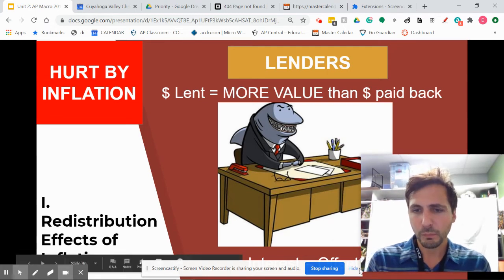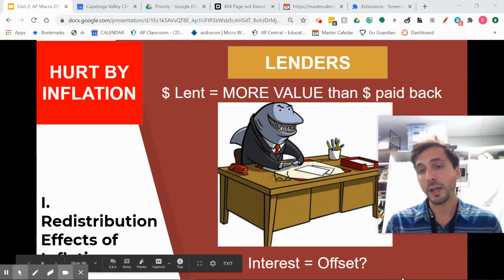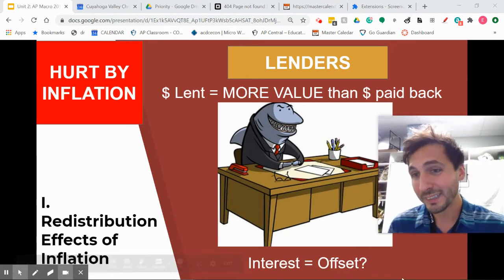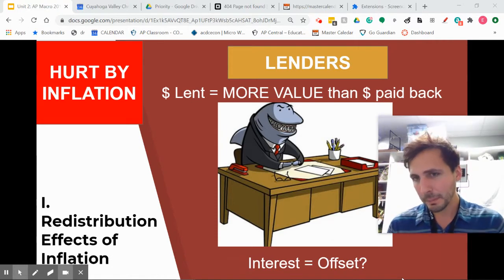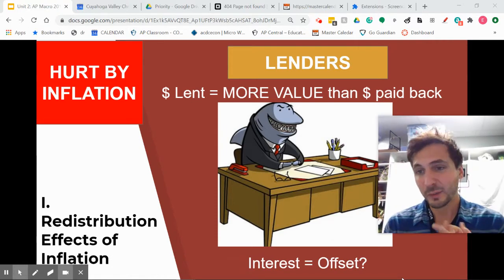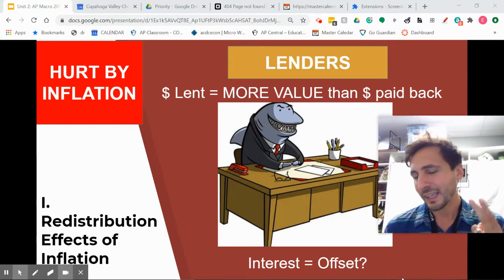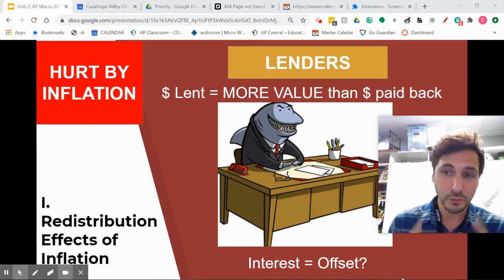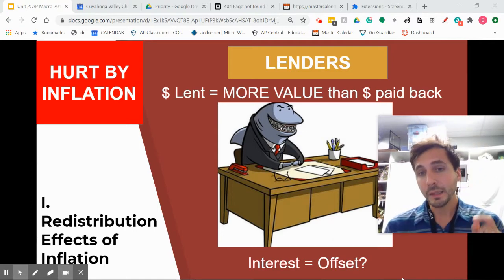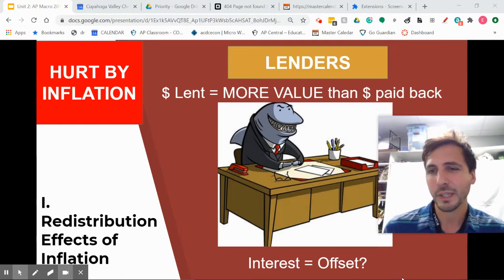Now, of course, banks try to offset this. How do I offset it? I offset it by raising interest rates. I say, hey, you're going to pay me back. Not only are you going to pay me back the real interest rate, my profits, but you're also going to pay me back inflation. And that gives us something called nominal interest rates, which we'll talk about here in a second. Lenders are hurt, but they try to mitigate those consequences.